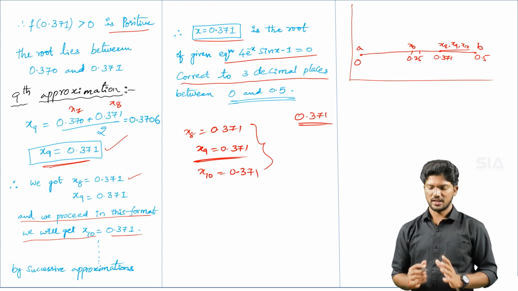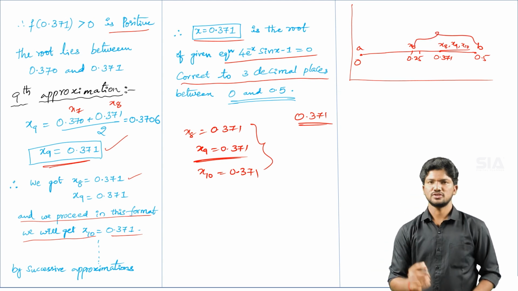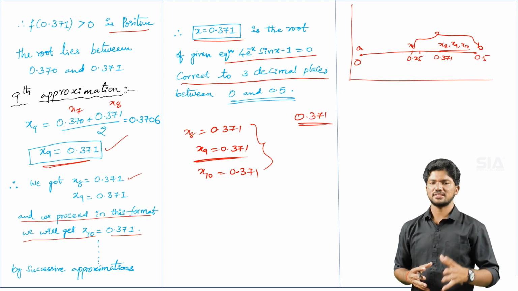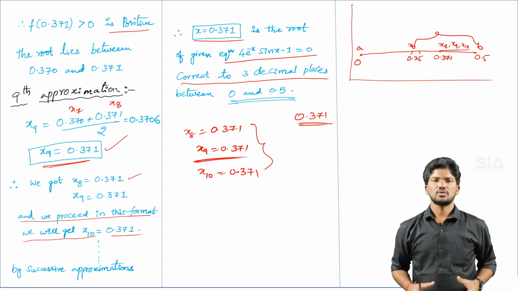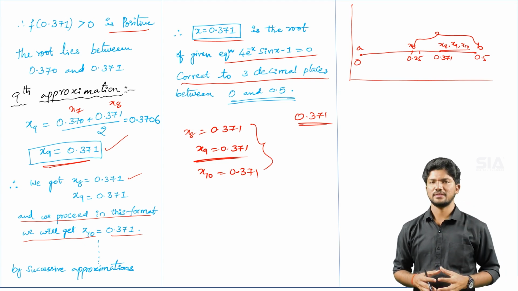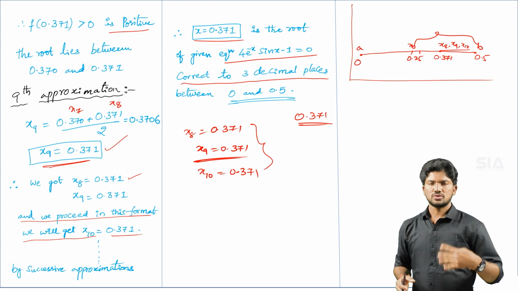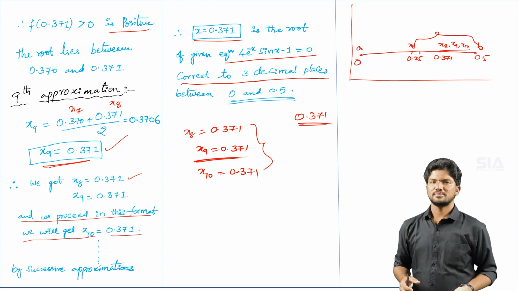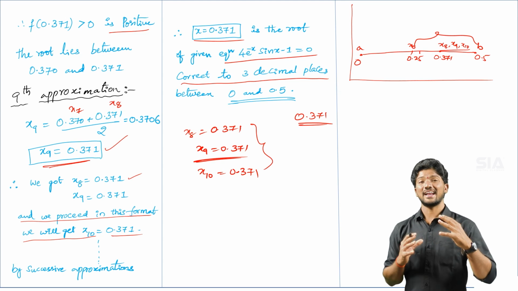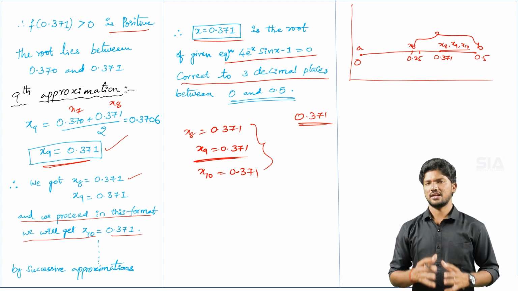So this is the total explanation. The required root exists between these two, 0.25 to 0.5, that is 0.371. So 0.371 is the exact root for the given transcendental equation by using the bisection method. To get this root we have gone through all 9 approximations. It takes a lot of time. That's why we call the rate of convergence of the bisection method very slow.